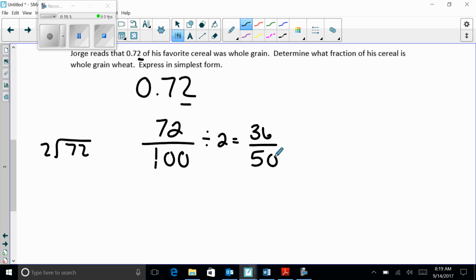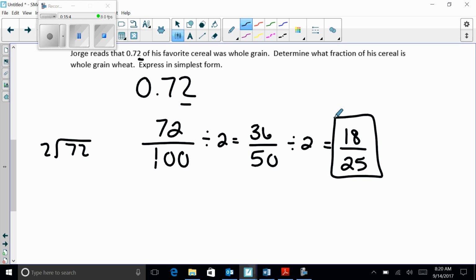So we look at this answer and see if we can simplify again. 36 and 50, I know I can divide them by 2 again. And I could have divided by a higher number over here for my original if you had seen that 4 could have done it. 36 divided by 2, or half of 36, is 18. Half of 50 is 25. Now 18 and 25 do not share any factors, so that is as low as we can go.